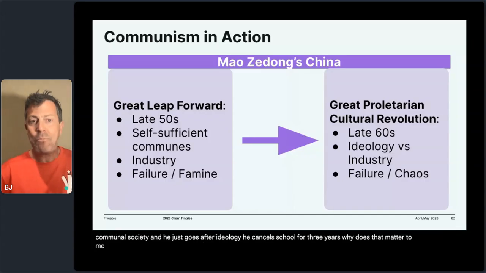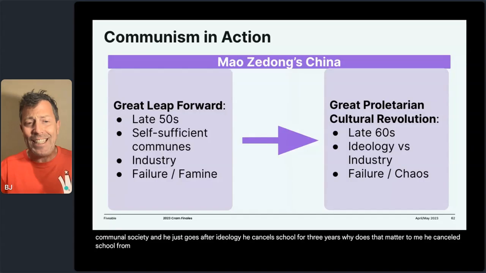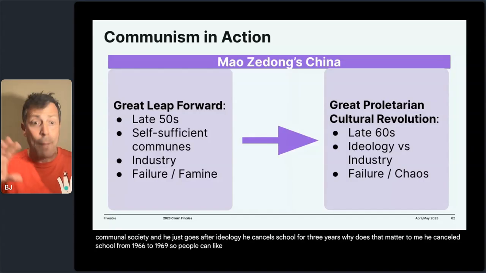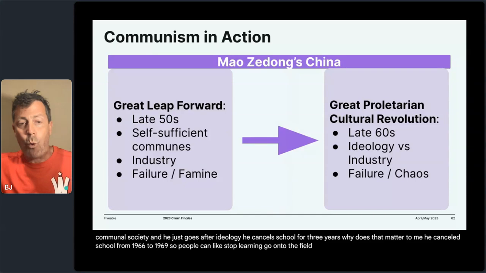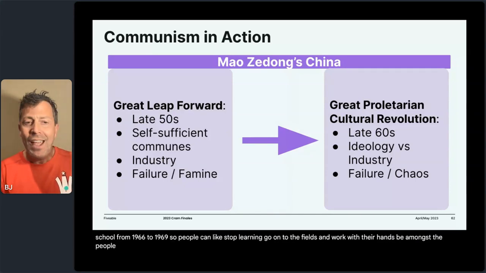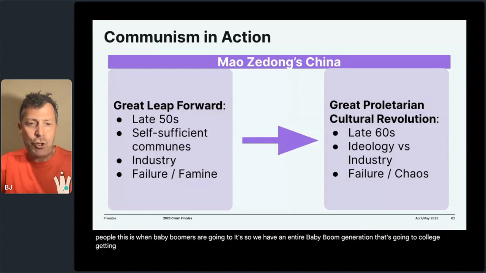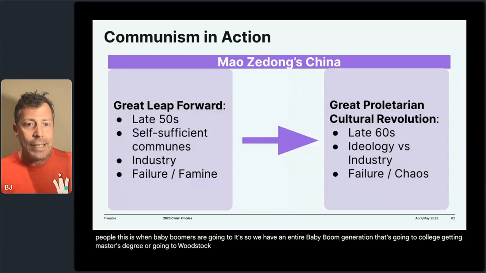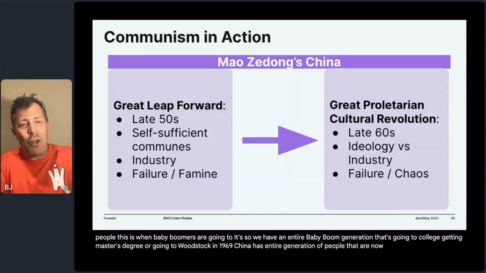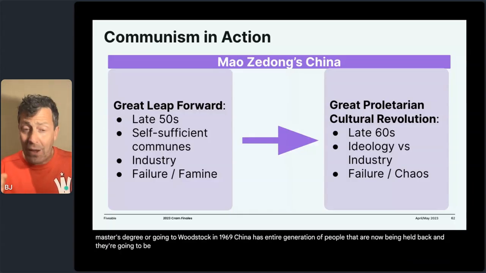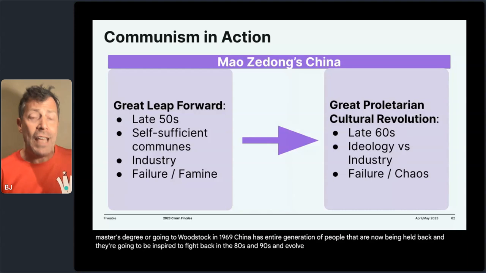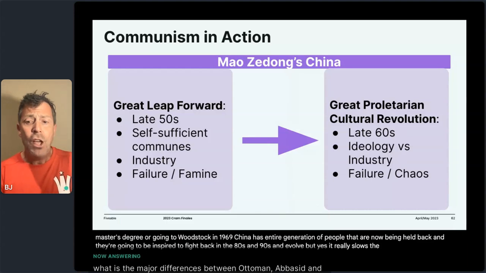Why does that matter to me? He cancels school from 1966 to 1969 so people can stop learning, go onto the fields and work with their hands, be amongst the people. This is when baby boomers are going to college in large swaths. So we have an entire baby boom generation that's going to college, getting master's degrees, or going to Woodstock in 1969. China has an entire generation of people that are now being held back. And they're going to be inspired to fight back in the 80s and 90s and evolve. But yes, it really slows the development.